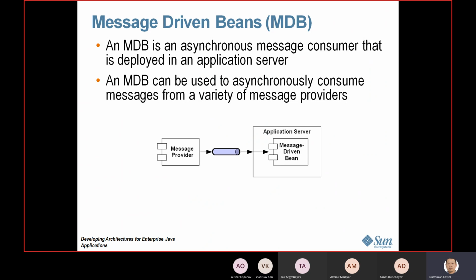So what are MDBs? They provide an asynchronous message consumer, and they are deployed in the application server. So you can provide any kind of asynchronous consumer for messages from different providers. While you understand the architecture of this asynchronous architecture, you can choose the application server by only considering cost or service. You don't necessarily need to choose the vendor, because all of them follow the same standard. You don't need to worry.